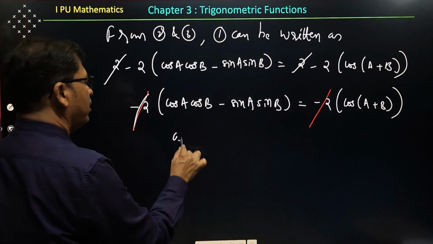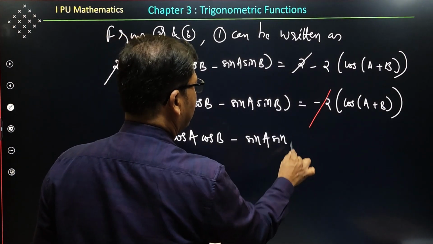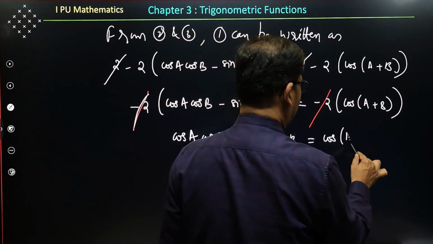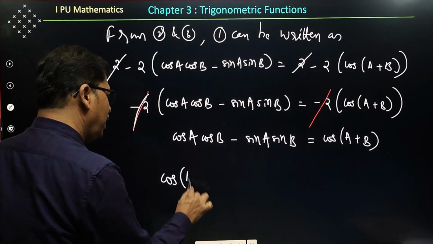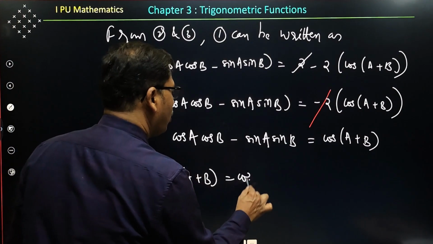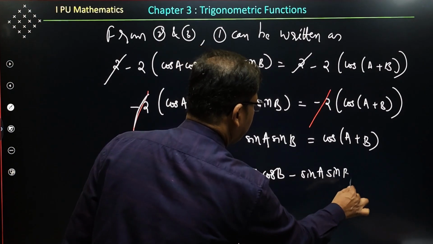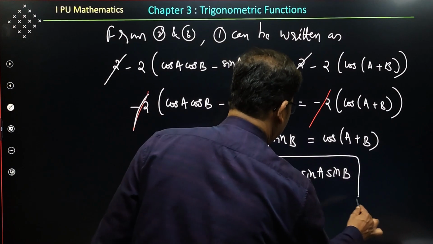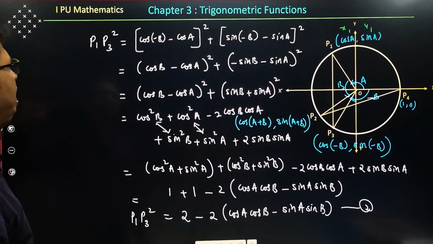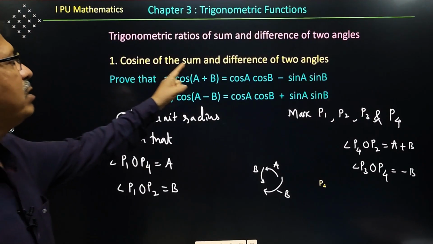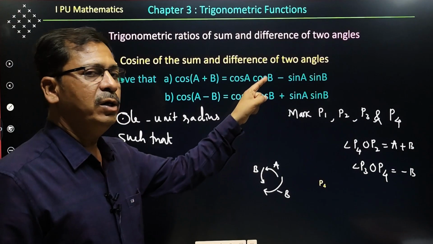Cos A cos B minus sin A sin B is equal to cos of A plus B, and hence my conclusion is cos of A plus B is equal to cos A cos B minus sin A sin B. This is the compound angle formula for cos of A plus B, the cosine of the sum and difference of two angles. Cos of A plus B equal to cos A cos B minus sin A sin B, I have proved.